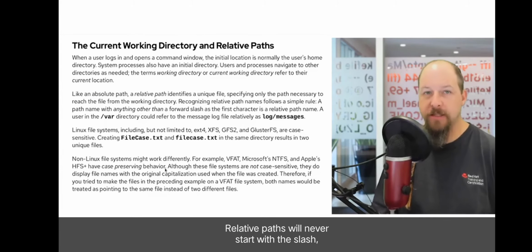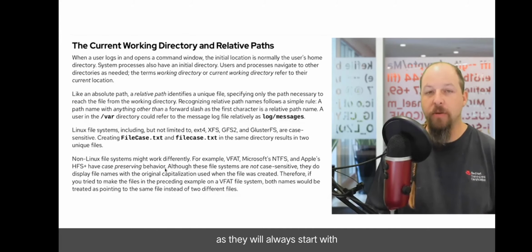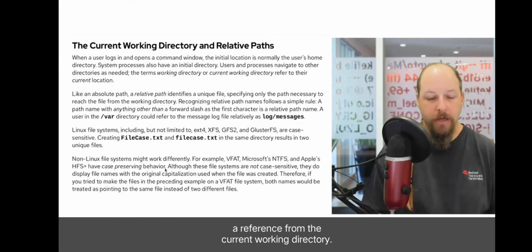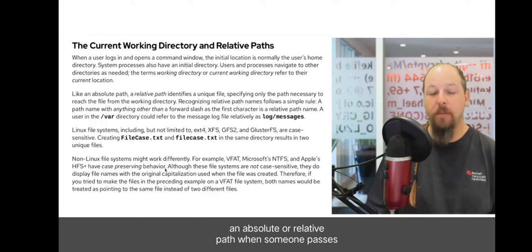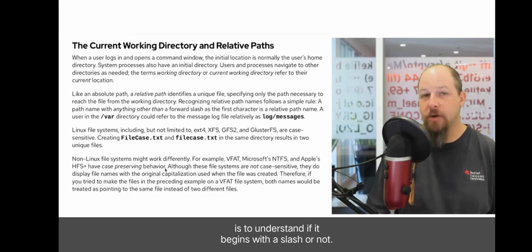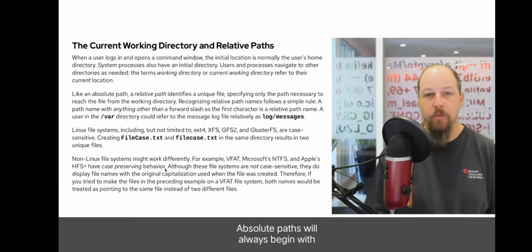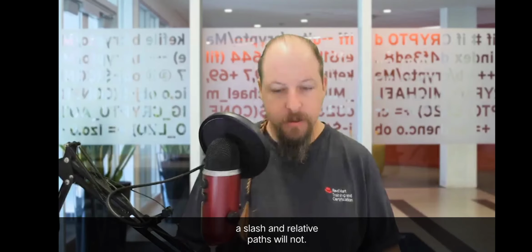Relative paths will never start with the / or the root directory declaration, as they will always start with a reference from the current working directory. An easy way to tell whether you're looking at an absolute or relative path when someone passes this information to you or you receive it from output is to understand if it begins with a / or not. Absolute paths will always begin with a / and relative paths will not.